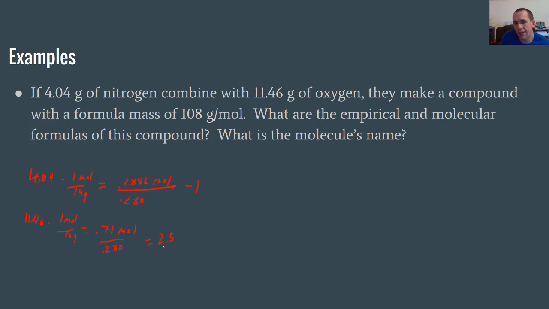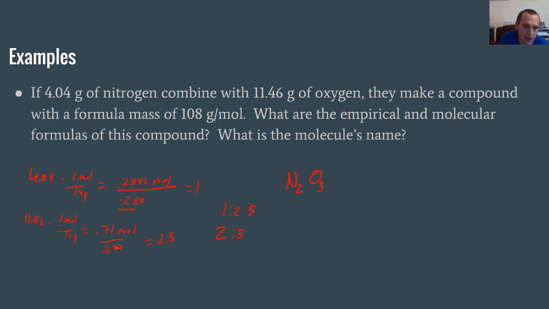Now, that's not really close to 2 or really close to 3. It's actually close to 2.5, which tells us we have a 1 to 2.5 ratio. We don't want a ratio that includes a fraction. We want this to be whole numbers. So all we have to do is get to the closest whole number ratio, right? So if I multiply everything by 2, I get 2 to 5. And so this compound is actually nitrogen, 2 of those, to oxygen, 5 of those.